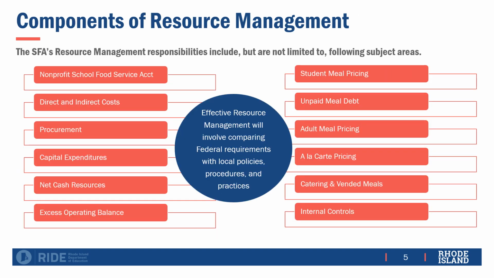As we've discussed, when we use the term resource management, we're referring to the financial resources of an organization. In the school nutrition programs, there are many facets of financial management that SFAs are responsible for understanding and complying with, which include, but are not limited to, those listed on this slide. Effective resource management not only involves knowing and understanding federal requirements, but also writing local policies and procedures that ensure continued compliance with these federal requirements through the course of daily operations. Throughout the rest of this training, we will look at each of these topics in more detail.